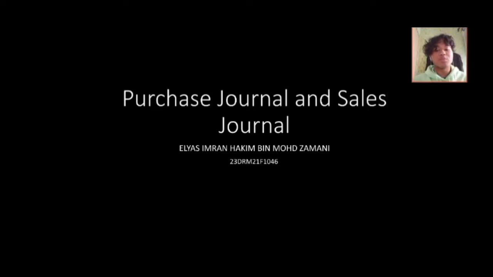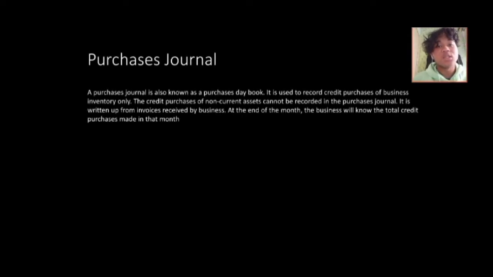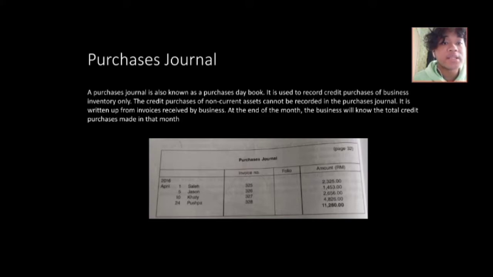Today I will talk about special journals, which are the purchase journal and the sales journal. Okay, the purchase journal. The purchase journal is also known as a purchase daybook. It is used to record credit purchases of business inventory only. The credit purchase of non-current assets cannot be recorded in the purchase journal. It is written up from invoices received by the business. At the end of the month, the business will know the total credit purchases made in that month. So that is an example of the purchase journal. You can see.